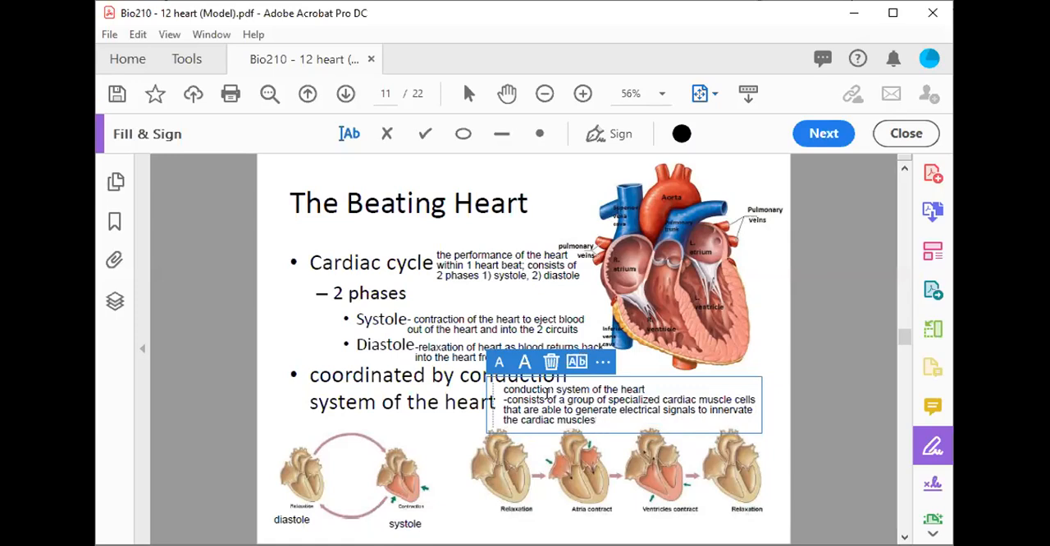So these muscle cells are very special in the sense that they are able to produce electrical signals to innervate the cardiac muscles involved with contraction and relaxation.